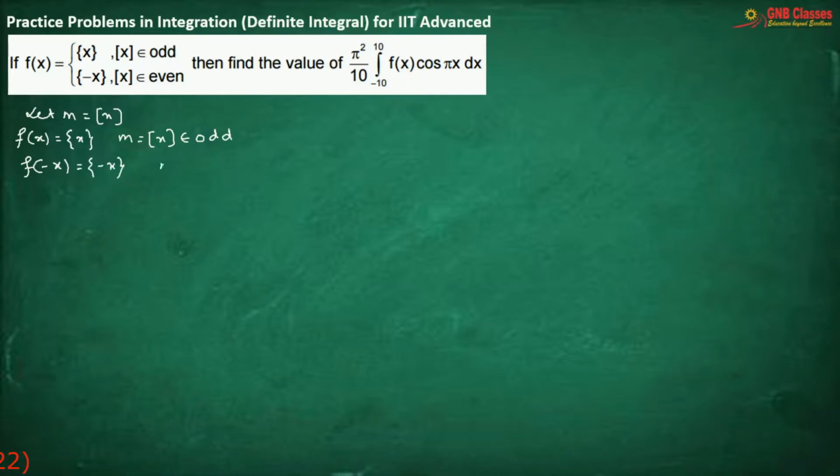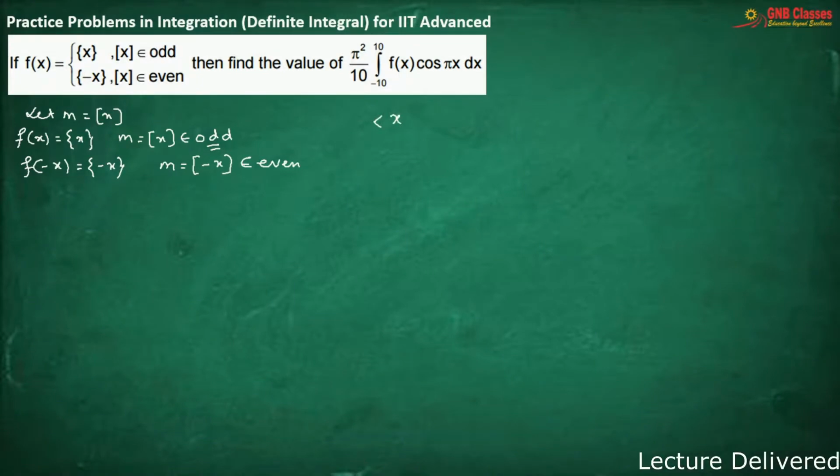In that case, your m becomes the greatest integer of minus x, right? Now previously m was the greatest integer of x, which was odd. Now m becomes the greatest integer of minus x, which will definitely be even. Am I correct? Let us take an example.